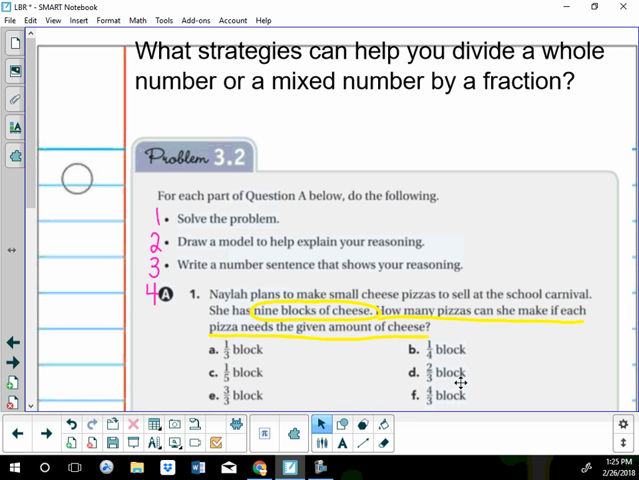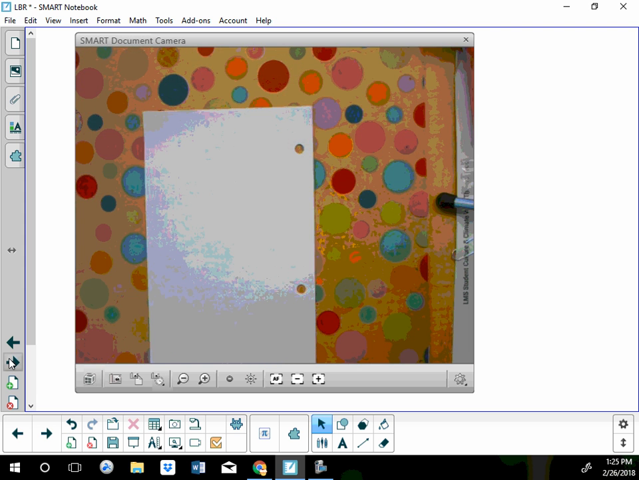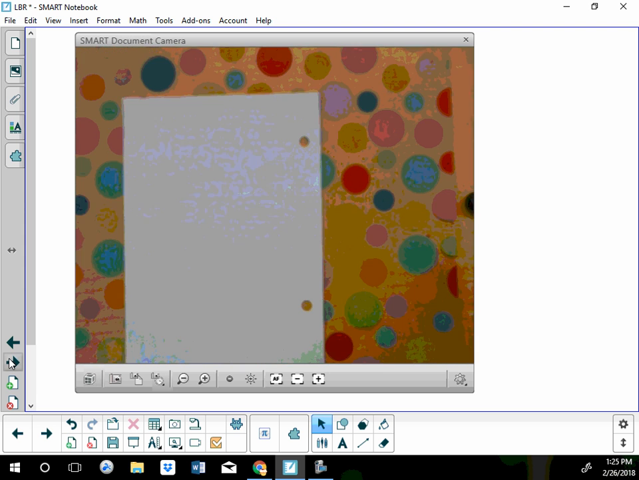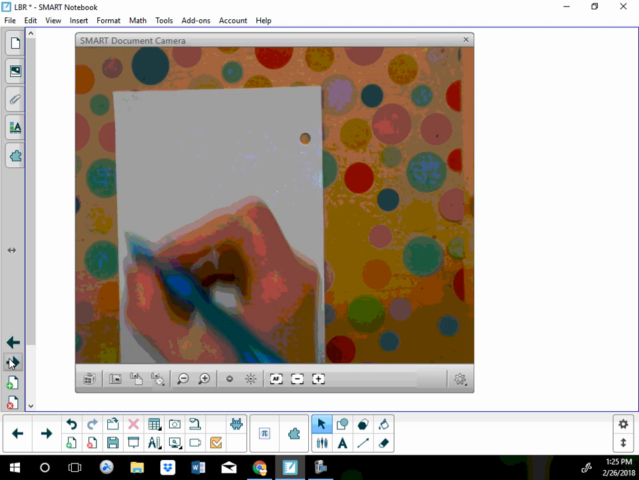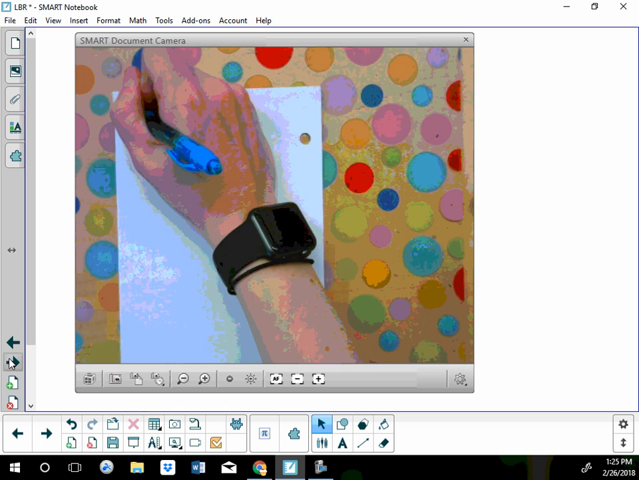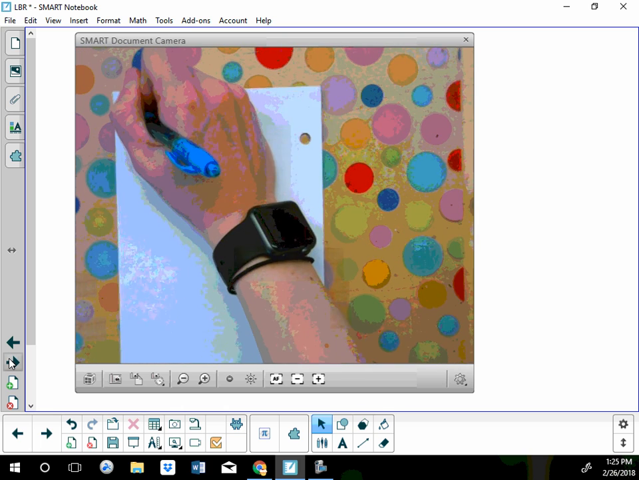Tyler, how do you think we could start this problem? We have 9 blocks of cheese and we want to divide them into pieces that are the size of 2/3. I'm working on it right now, but okay. I used the common denominator. Yeah. So what was your algorithm? 27 thirds divided by 2/3. Okay, 27 thirds divided by 2/3.